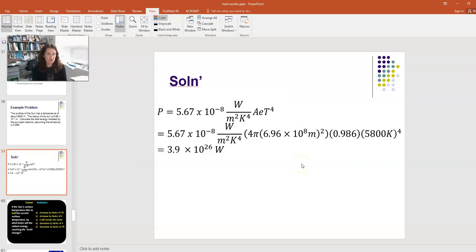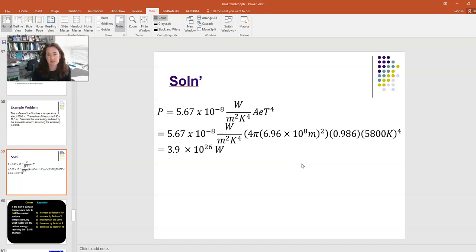So let's just use Stefan's law here. The power would be equal to sigma A E T to the fourth. Sigma is 5.67 times 10 to the minus 8 watts per meter squared Kelvin to the fourth. The surface area A of the sun would be the surface area of a sphere. So that's 4 pi r squared, which is 4 pi times 6.96 times 10 to the 8th meters squared.